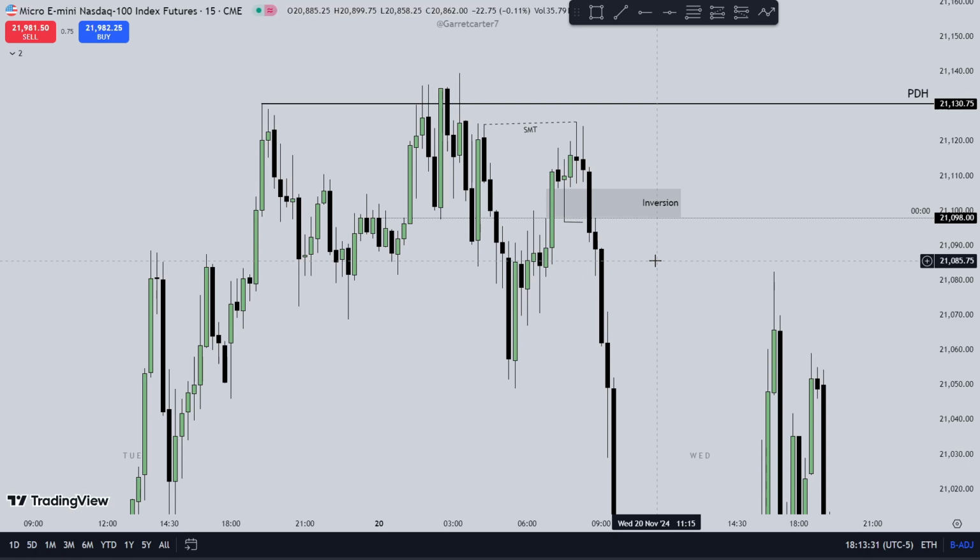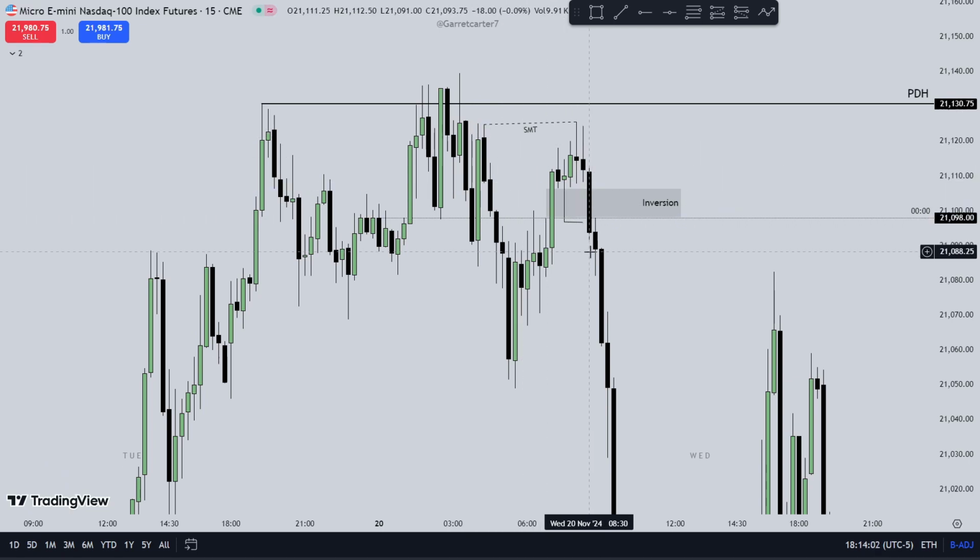Now again, ideally with this model, you would look to short above the midnight open. I think as long as you're above or near the midnight open, you will be good. And again, vice versa for longs. So for longs, you would want to look for a long below the midnight open, or at least right at the midnight open.